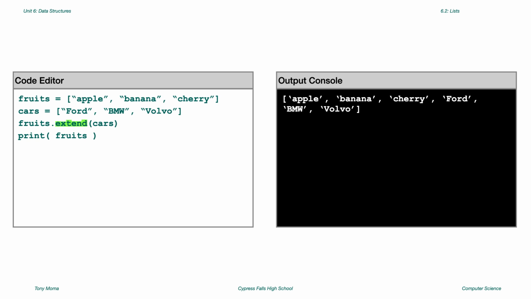Now note, this statement only modified the fruits list. It did not change the cars list. However, it is possible to do the reverse of this process. For example, suppose I stated cars.extend(fruits). Now we're taking each value in the fruits list and adding it to the cars list. Thus, when we print out cars, you'll see the 3 original cars values followed by each value from the fruits list. Once again, in this example, we modified the cars list, but we did not modify the fruits list.